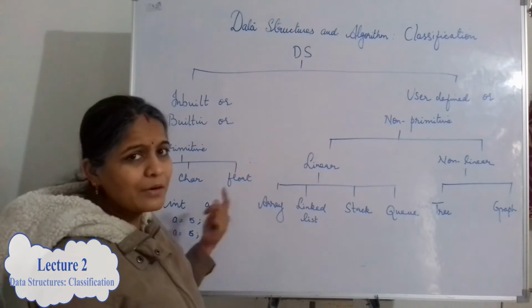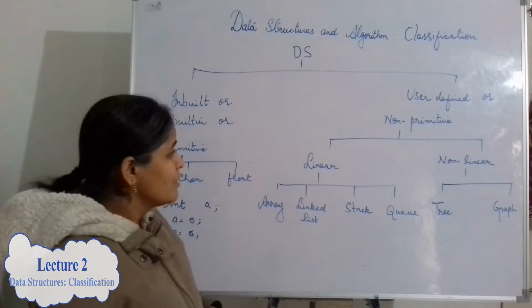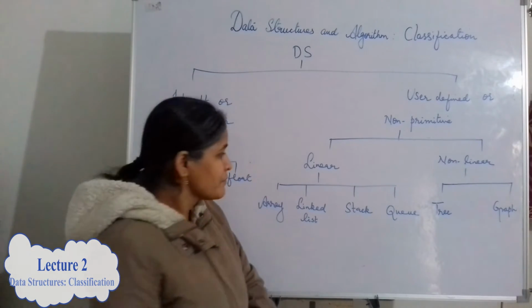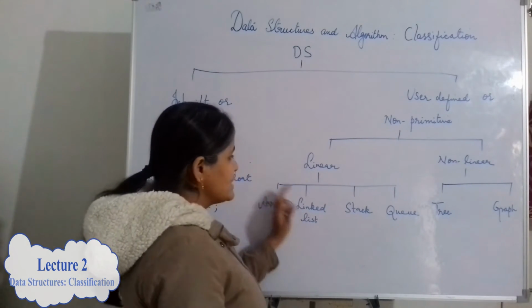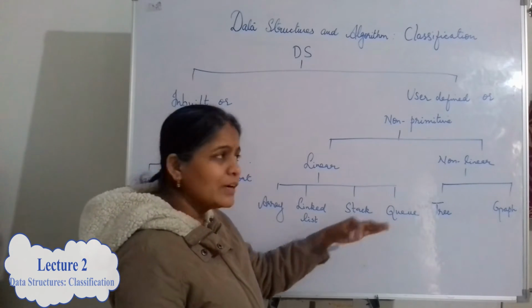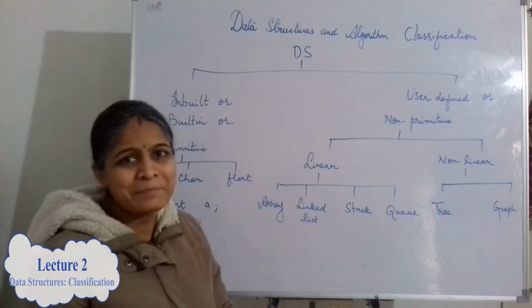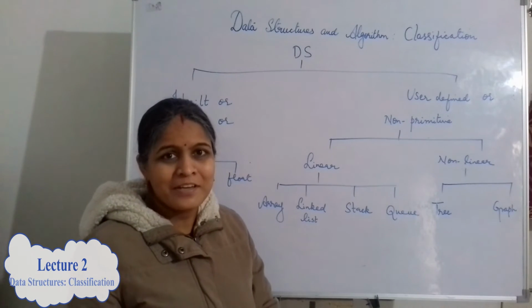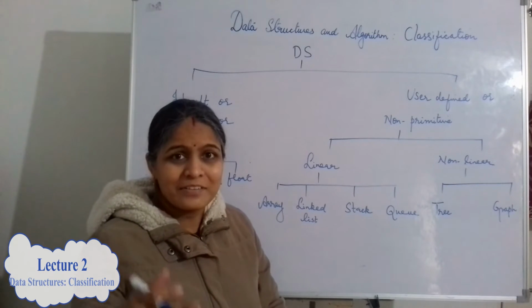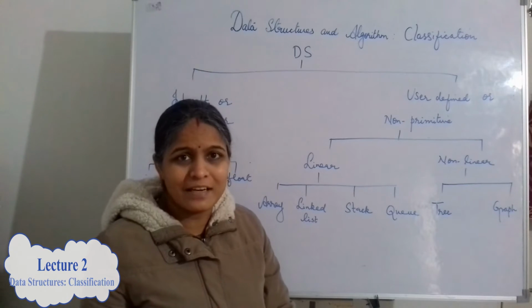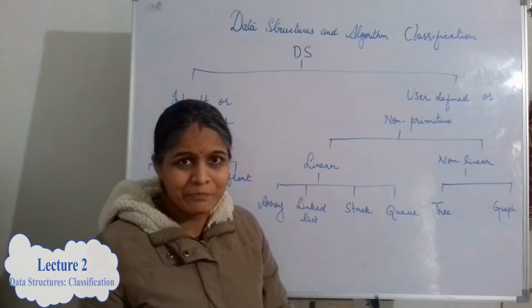Okay, compiler knows that. But for user-defined or non-primitive data structures, user has to first define these data structures and user has to write the functions to perform operations like insert, delete, traverse, search, merge, etc. These are the operations we have seen in our previous lecture. That was the introduction of data structure. Okay.